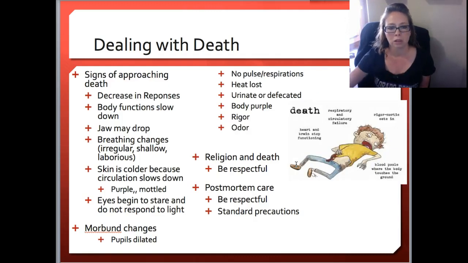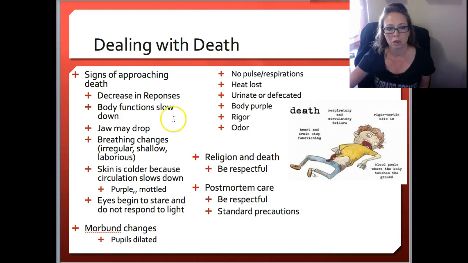I just want to quickly go over the signs of death and when it is approaching. You should know that so you can report this to the nurse, and also so it's not a surprise when you start seeing it. When they do pass away, there are, of course, signs for that.